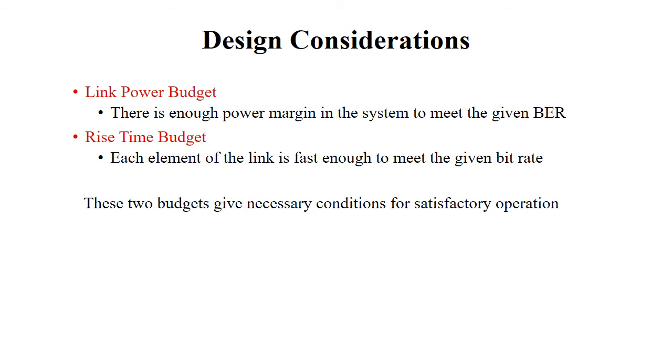Next one is design consideration. The design consideration is of two types. One is a link power budget and another one is rise time budget. Link power budget means there is enough power margin in the system to meet the given bit error rate. And the rise time budget means each element of the link is fast enough to meet the given bit rate. So these two budgets give the necessary conditions for satisfactory operation.